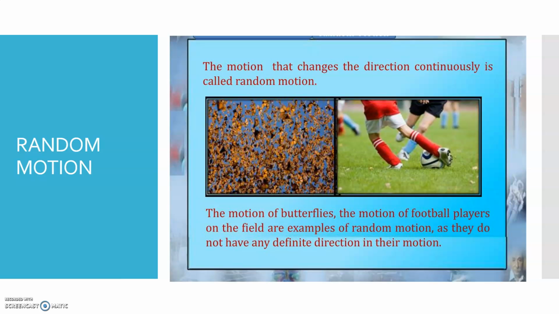The next type of motion is random motion. The motion that changes direction continuously is called random motion. For example, the motion of butterflies and the motion of football players on the field, as they do not have a definite direction in their position or motion.